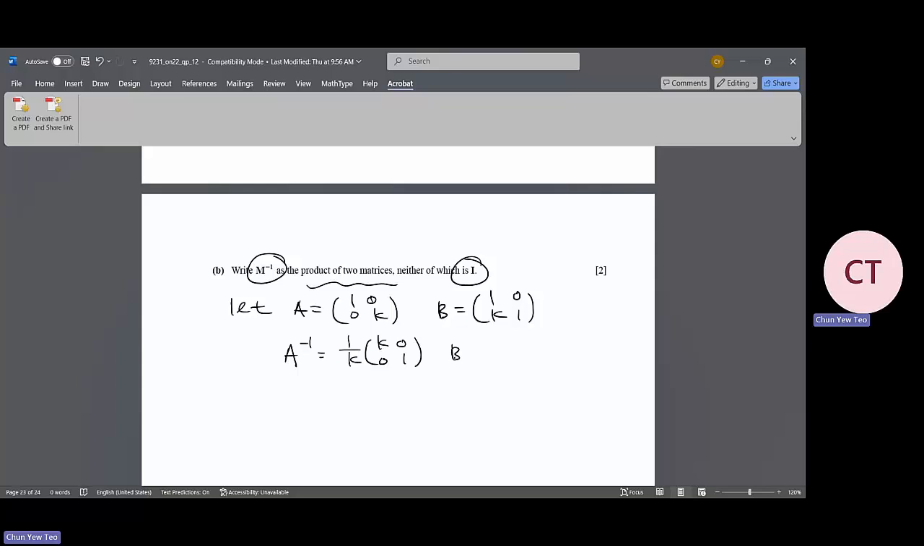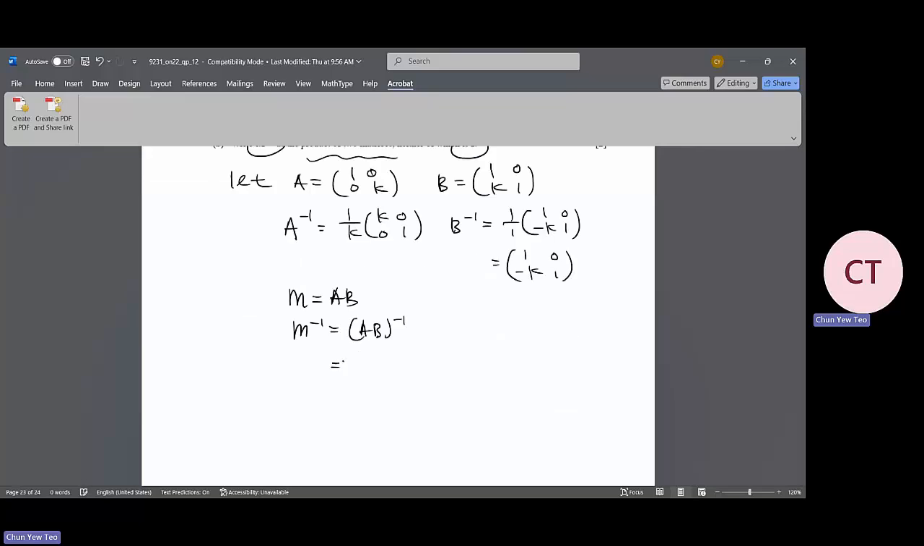Then the B inverse is 1 over 1. These two swap. This one put negative. So you get this. Okay. So the M is equal to the AB. So the M inverse is equal to the AB inverse. So you need to remember the rules. Okay, this one you have to remember it.